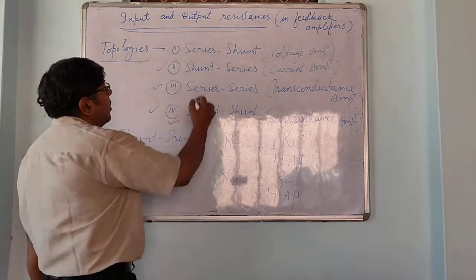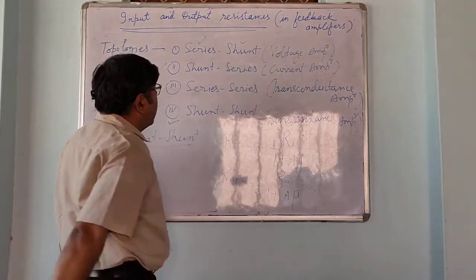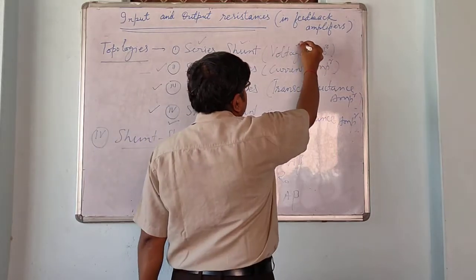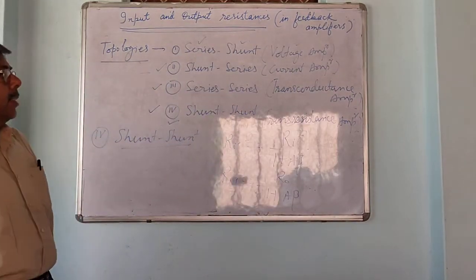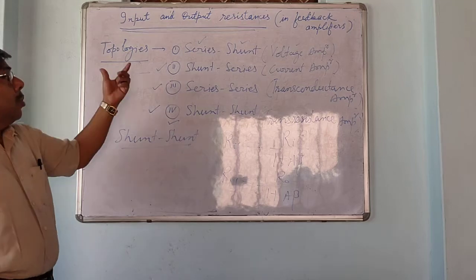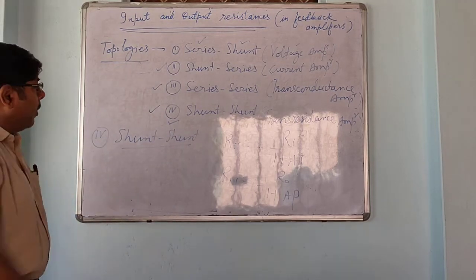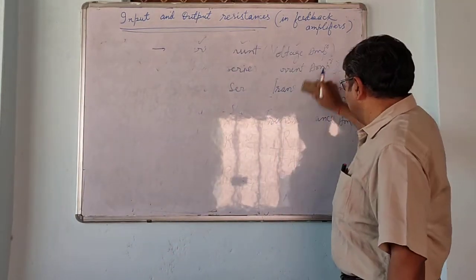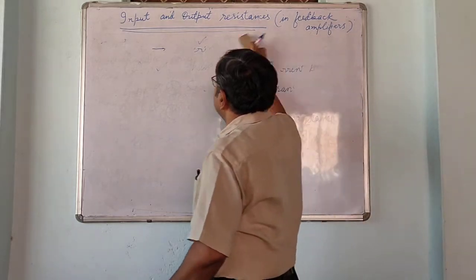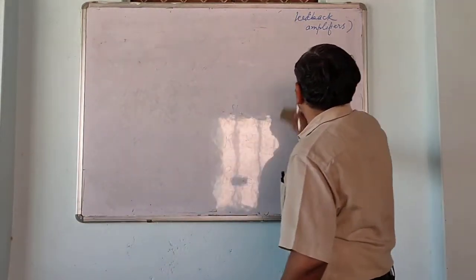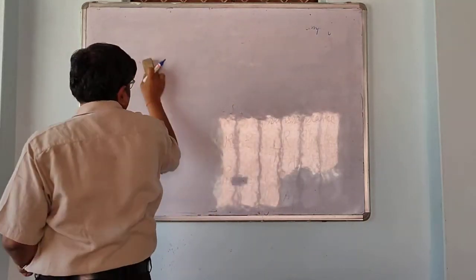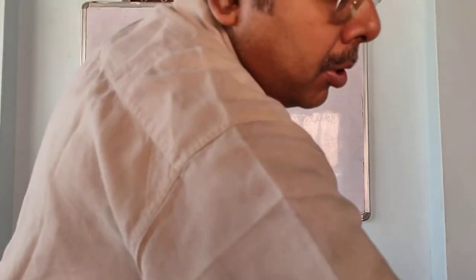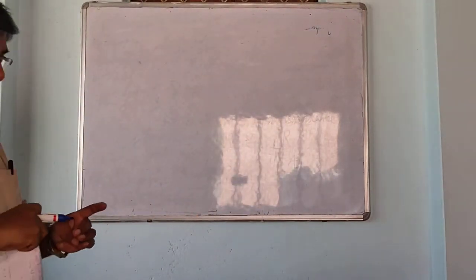So main terms are these. What type of connection is there? Whether it is series or shunt. And it will depend upon the amplifiers: voltage, current, transconductance and transresistance. So this is the method to find out the input and output resistances for different feedback topologies. Now we can take numerical problems based on this. You can see.